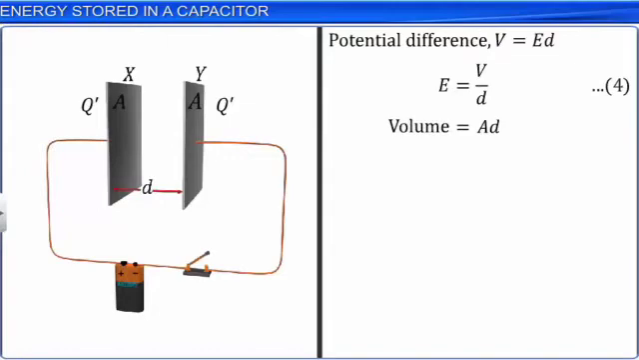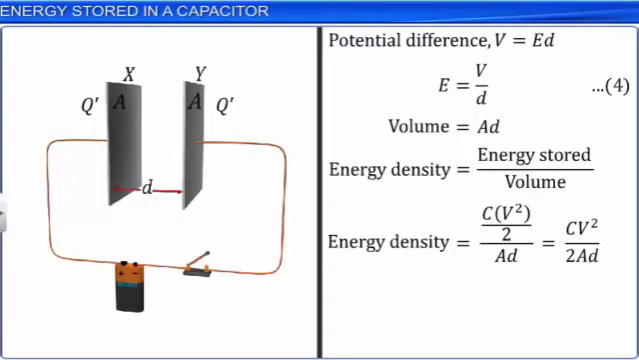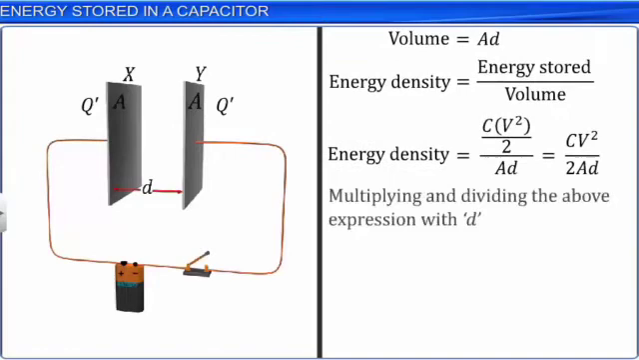Therefore, energy density is equal to the energy stored divided by volume. This is equal to half CV squared divided by Ad, since the volume is equal to Ad, which is equal to CV squared by 2Ad. Multiplying and dividing the right-hand side of this expression with d, we get energy density is equal to half Cd/A into V squared by d squared. Let this be equation 5.